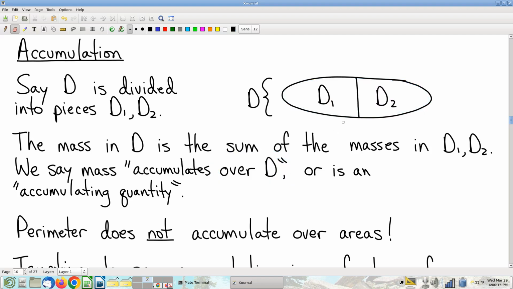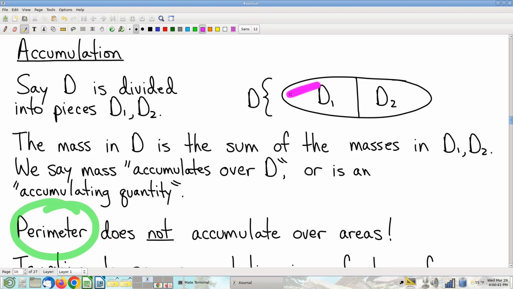Okay. All right. So, why give a name to something that we've never seen not apply? So, let me show you one where it doesn't apply. This is a perfectly reasonable concept, and accumulation does not work. And let's talk about perimeter. Perimeter does not accumulate over areas. Let me show you why.